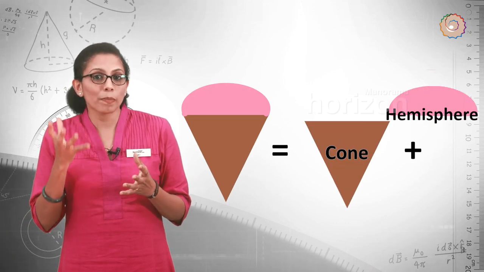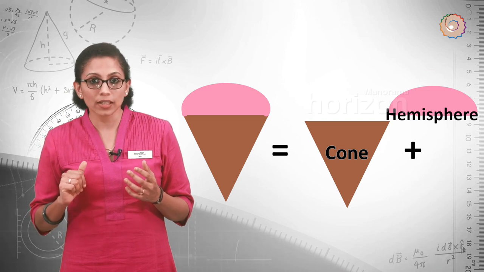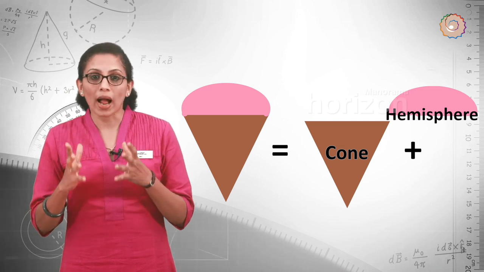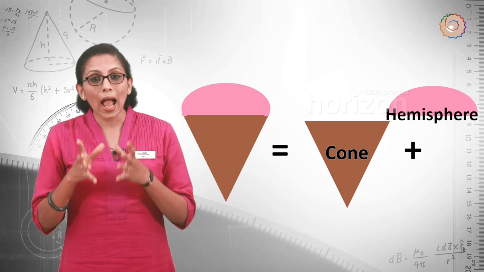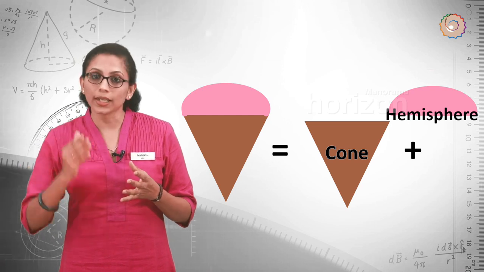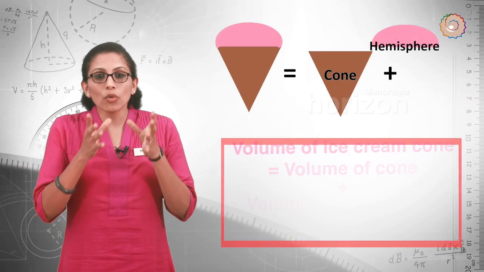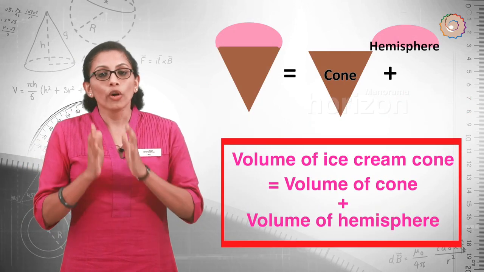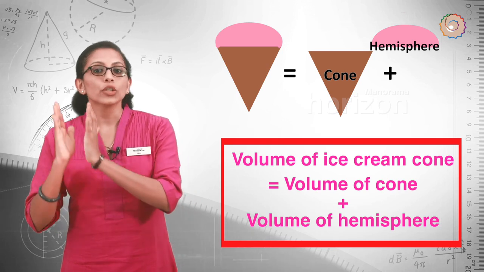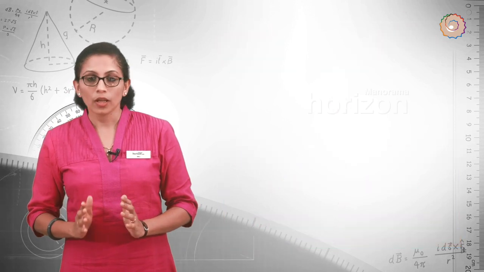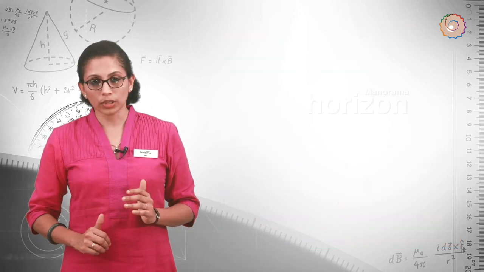So, how much capacity gives you the volume of the ice cream cone? We need to find the volume of the cone and the hemisphere and then add them up. That is, volume of the ice cream cone is equal to volume of the cone plus volume of the hemisphere. Right? Now let's see one problem.